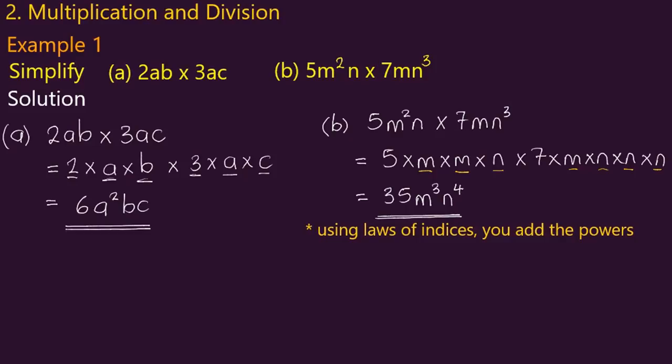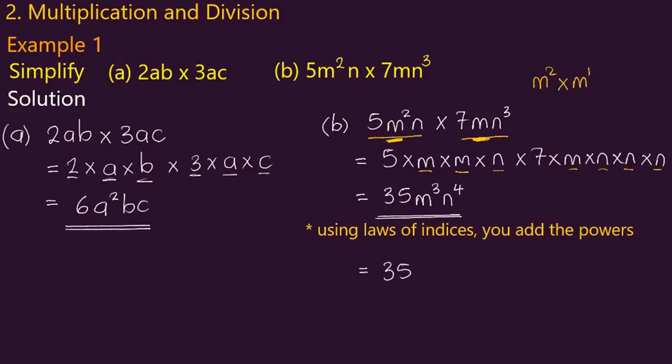Alright, so according to the laws of indices, if you have 5m squared n multiplied by 7mn cubed, we can first multiply 5 by 7, and this will give us 35, and next we multiply m squared by m, so we're talking about m squared multiplied by m. M is m to the power of 1.